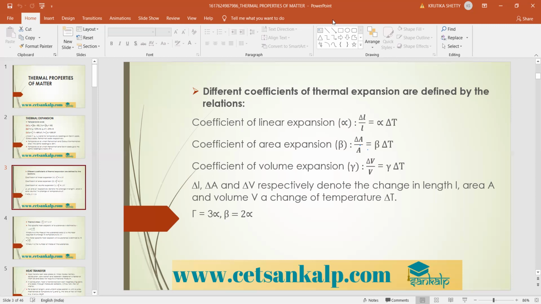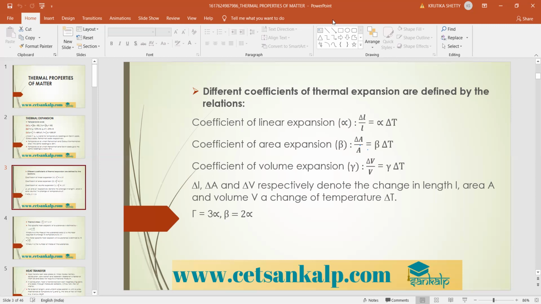As I told you, alpha, beta, gamma are the coefficients of linear expansion, area expansion and volume expansion. Here, the coefficient of linear expansion is given by delta L by L is equal to alpha into delta T. Similarly, the coefficient of area expansion is given by delta A by A is equal to beta into delta T. And the coefficient of volume expansion is given by gamma is equal to delta V by V into delta T. So students, you need to remember these formulas that we are using, so that we can simplify our numericals easily.